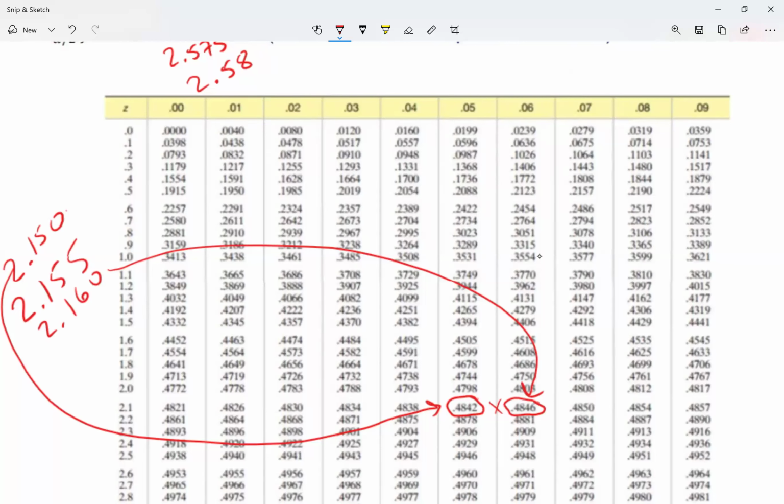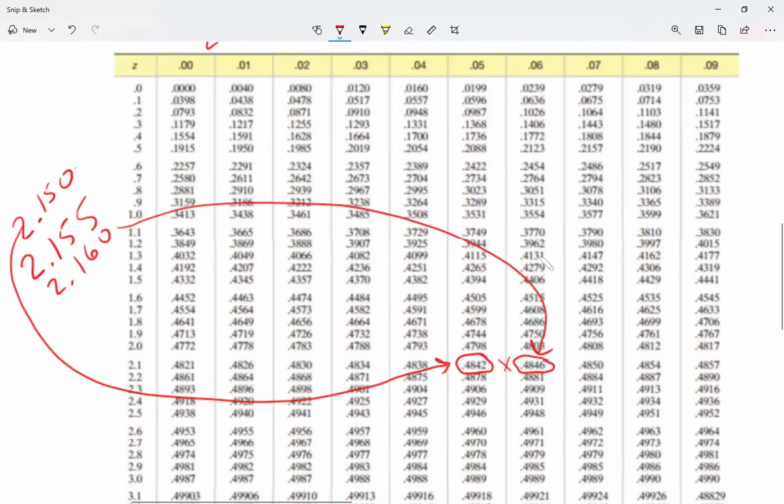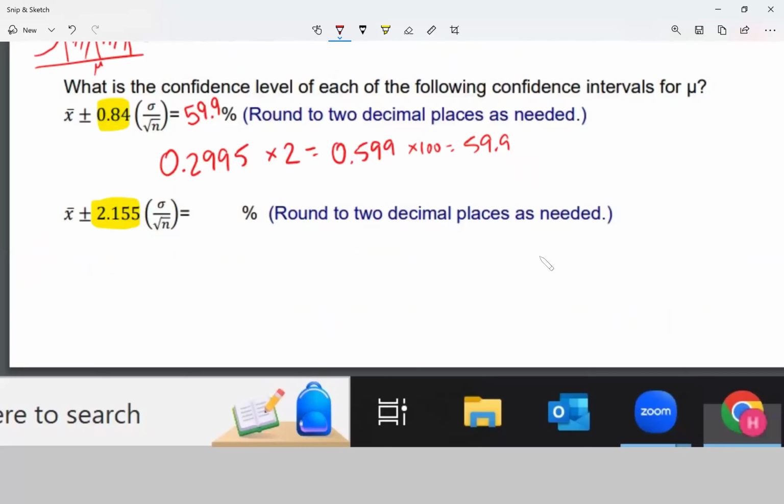Well, probably some of you can already tell. If you cannot tell, what's the number right in between? Add those two numbers. So do me a favor, add 0.4842 plus 0.4846. Add them up and then divide by 2. And that's how you're going to get the number right in between them. Okay, so I'm going to say I got 0.4844. Is that what you guys got?